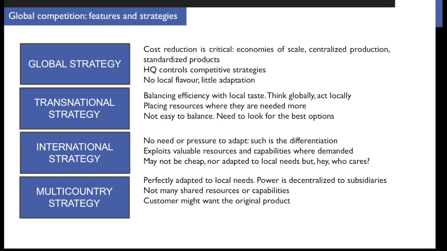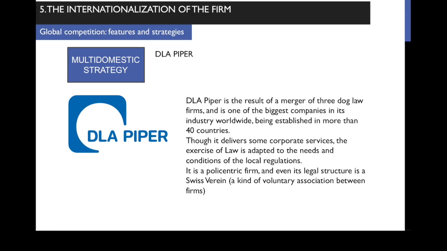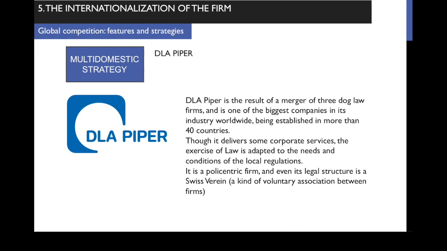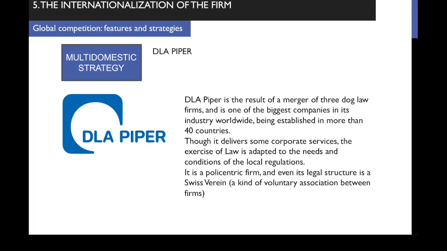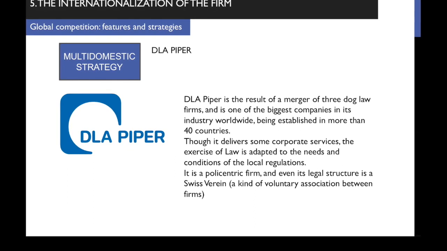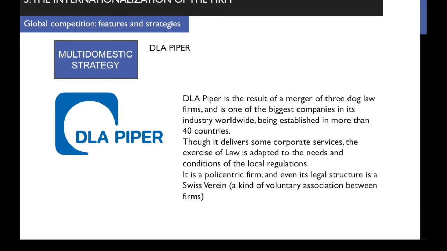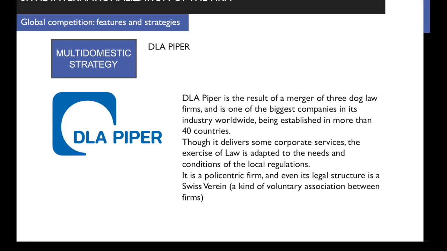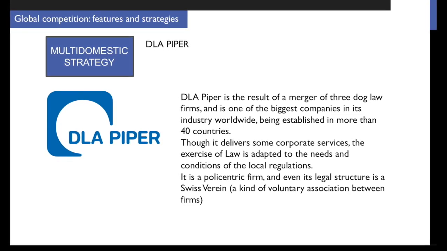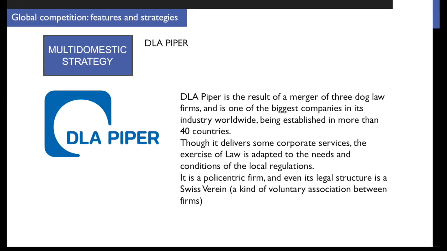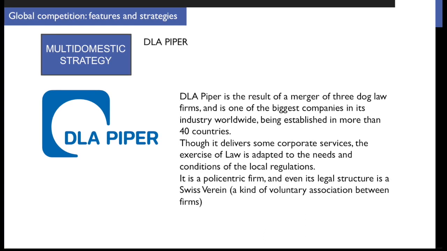And the example I'm going to give you is DLA Piper. DLA Piper is one of the main law firms in the world, and it comes from a merger of firms. It's one of the biggest, and it's established in more than 40 countries. It has got some corporate services, but they are not especially important, and the especially important part is legal advisory, yes. So in fact, so long as legal advisory has to be adapted to local laws, so to local needs, the company is very decentralized. In fact, even the society form, the legal structure they chose, it's something called Swiss Verein, and Swiss Verein, it's like a voluntary association between firms. So even that is decentralized.